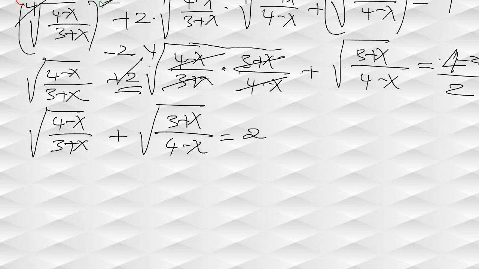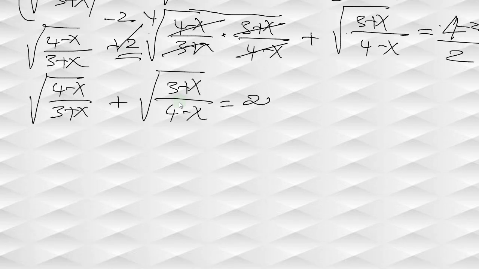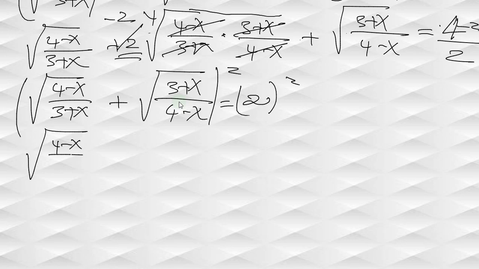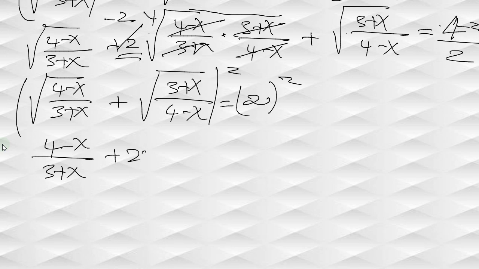So continuing, we have 2 here, and what we're going to do again is raise to the power of 2 both sides of the equation. So we're going to have this one here squared and this one here squared. This time we have the fourth root of (4 minus x over 3 plus x) to the power of 2. I'm just going to write them without the square root. So we have then 4 minus x over 3 plus x, and then plus the product of them.